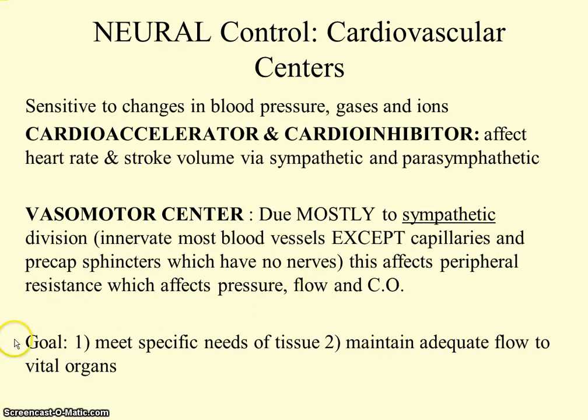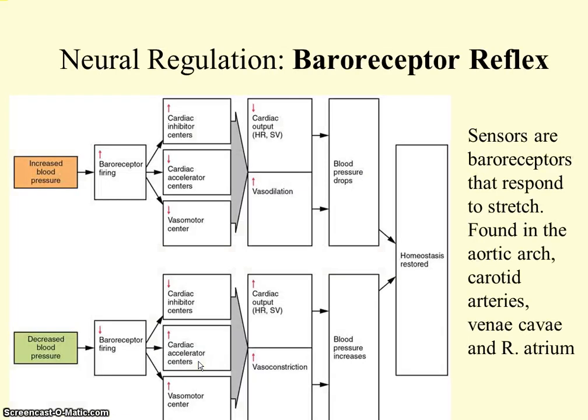So the goal here, again, is to meet the specific needs of the tissue and maintain adequate flow to the vital organs of the body. So we're still back to this idea that we've got to meet our needs, and we have to keep blood flowing to the right places at the right times. All right, so this applies some of this neuroregulation in a specific series of events called the baroreceptor reflex.